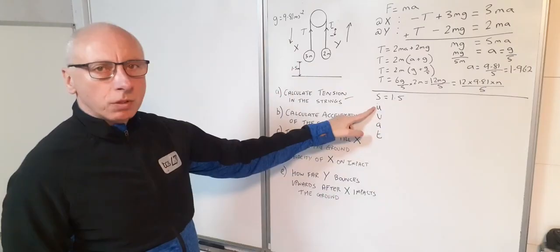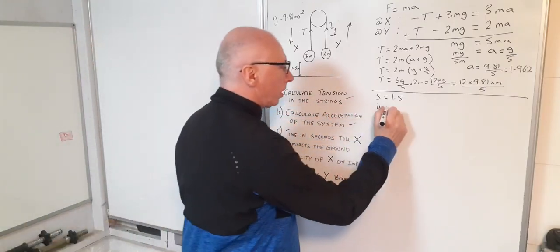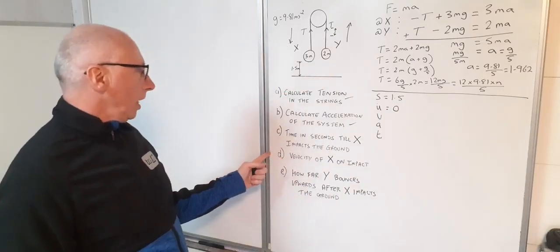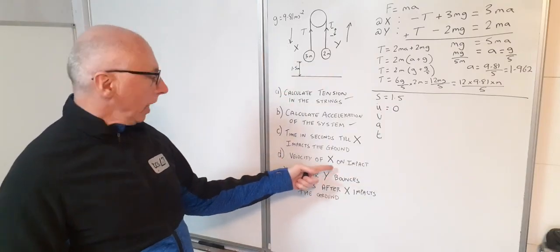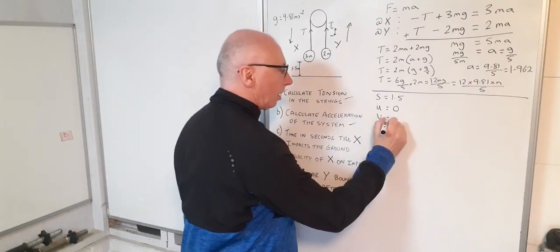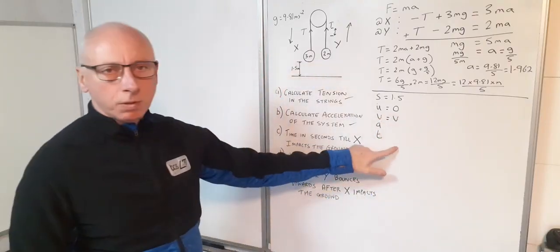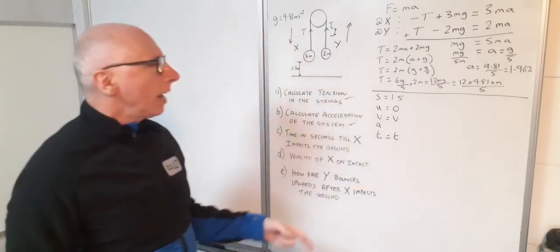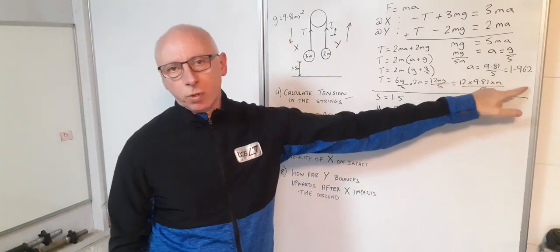U is the initial velocity. Well, the initial velocity is going to be 0. V is the velocity we're going to calculate, so V is something to be found. And T is also something to be found, as in that's part C. And for A, we know what A is. A is 1.962.